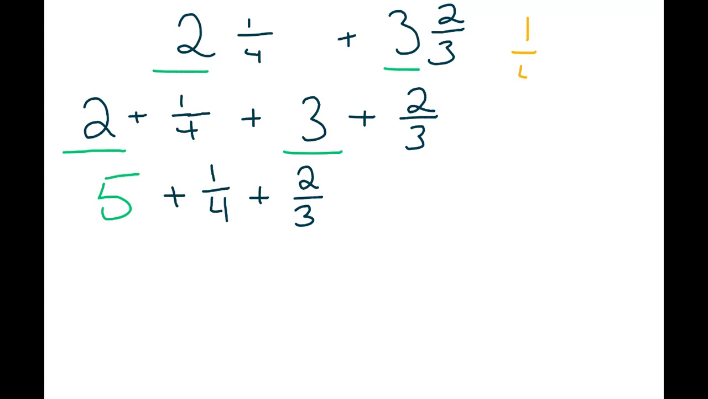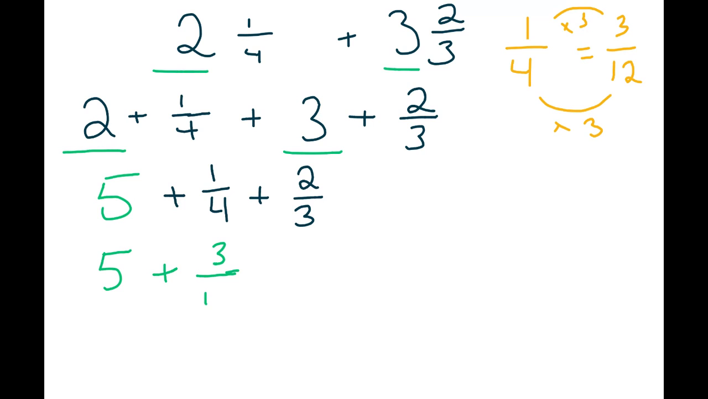If I have 1/4 and I need to create an equivalent fraction with 12 in the denominator, I need to know how many times 4 goes into 12. I know that 4 times 3 is 12, which means I need to do 1 times 3 on the top, and my new fraction is going to be 3 over 12. So let's go ahead and write all of our parts. So I have 5 plus, instead of 1/4, I now have 3 over 12. Plus, well, now I need to change 2/3 to have a denominator as 12.